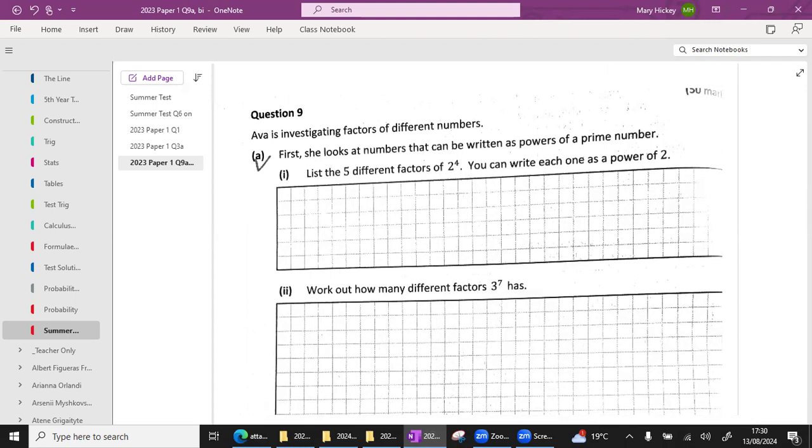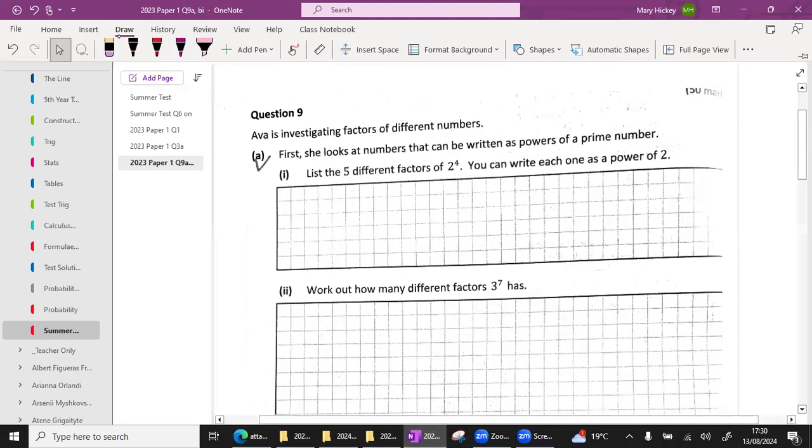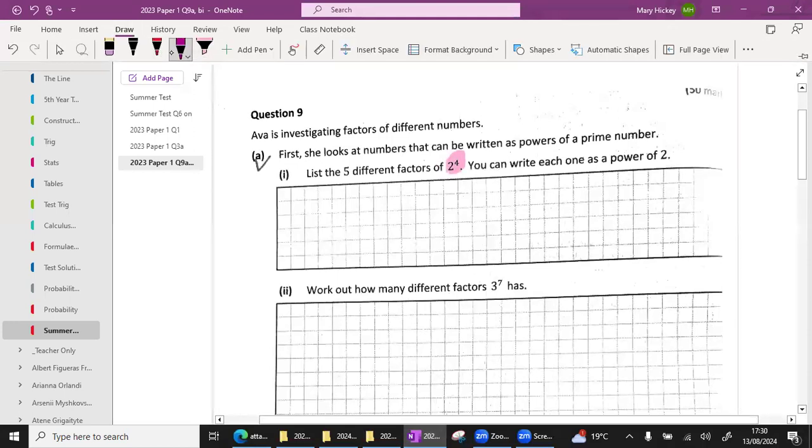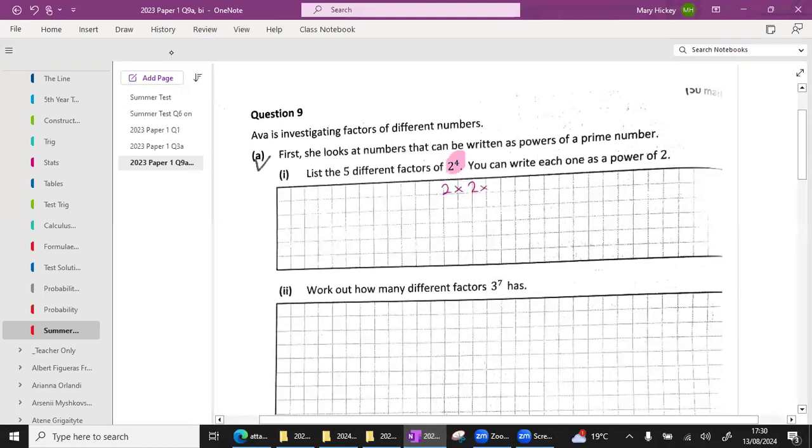So I think an interesting place to start is asking ourselves, well, what is that number 2 to the power of 4? We probably don't need a calculator for this. We know that it's 2 by 2 by 2 by 2. So 2 by 2 is 4, by 2 is 8, by 2 is 16. So the number is 16.